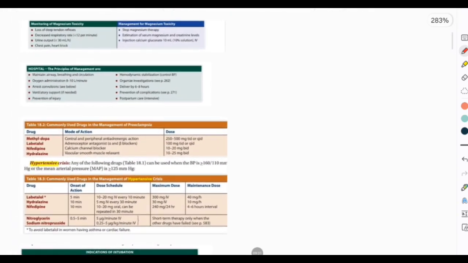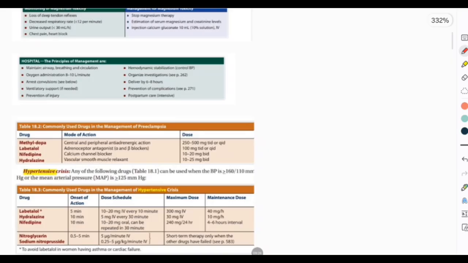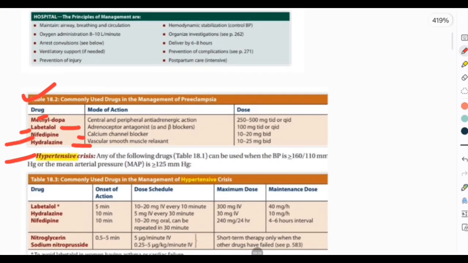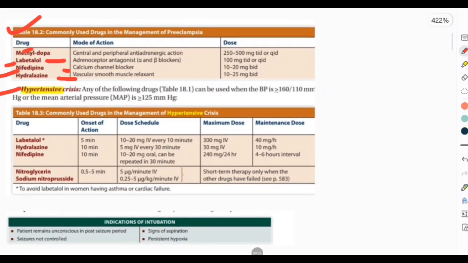Then the commonly used drugs in management of preeclampsia are methyldopa, labetalol, nifedipine, and hydralazine. Their mode of action is central and peripheral anti-adrenergic action, calcium channel blocker, and nifedipine is a calcium channel blocker. Labetalol is an adrenoreceptor antagonist. Hydralazine is a vascular smooth muscle relaxant. All the maximum doses are given here. Methyldopa 250 to 500, labetalol 100 mg TID or QID. The most common one is labetalol.